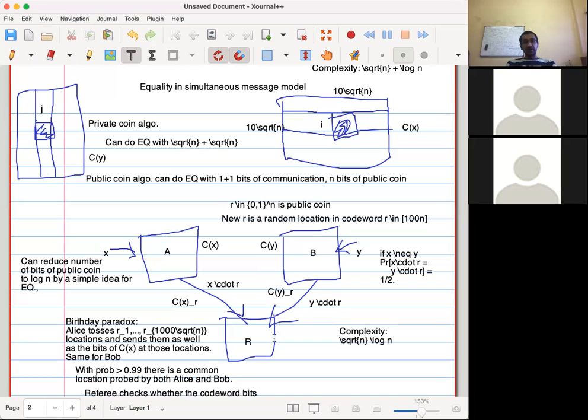And then we argue that if x is not equal to y, then the probability that x dot r equals y dot r, where the probability is now coming from the random choice of r, is exactly half. So the referee will declare unequal with probability half. So if you look at the success probability in all cases, it's either 1 or half. And now we said that we'll repeat this protocol some t times.